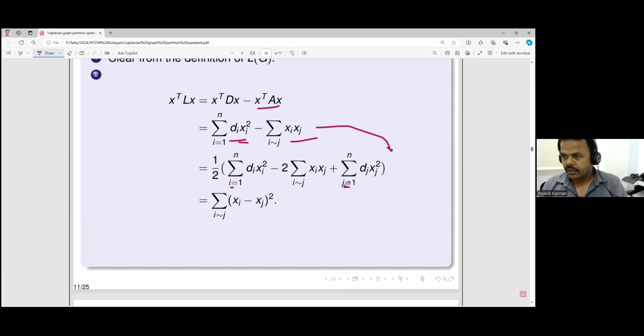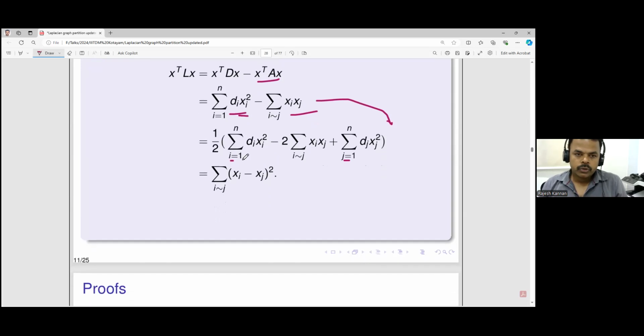So i and j are just dummy variables. Instead of writing 2 times d_i x_i squared, I will write d_i x_i squared plus d_j x_j squared, all inside the summation. And this quantity 2 I have multiplied, that 2 will be here. Then corresponding to each edge, you expand this expression, you are going to get (x_i minus x_j) whole squared. It's school algebra, but it has a lot of application. Today you will see an application, in a couple of minutes.